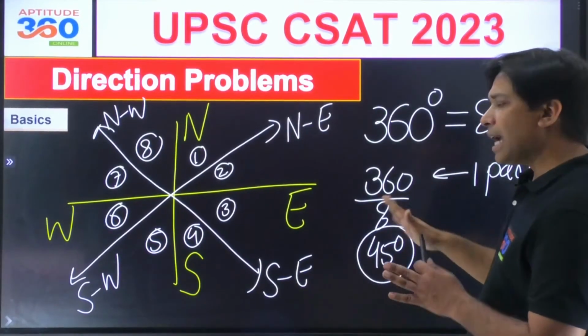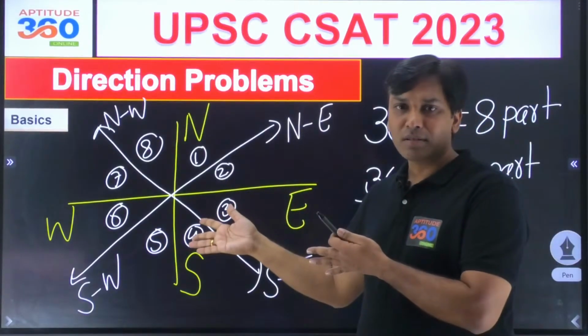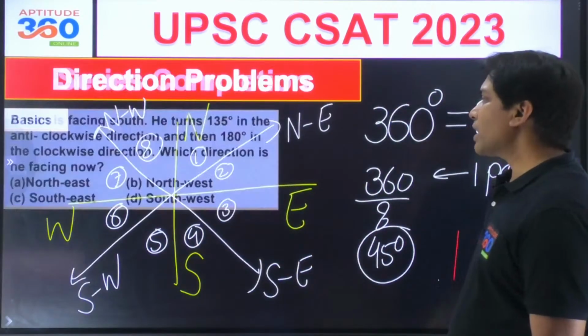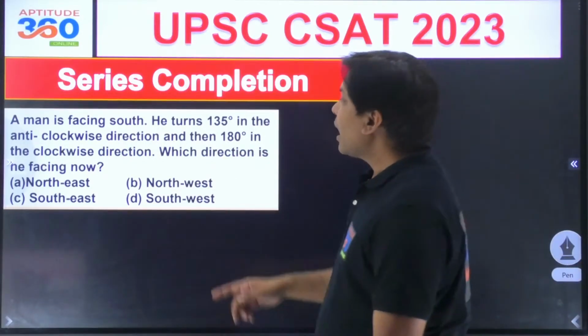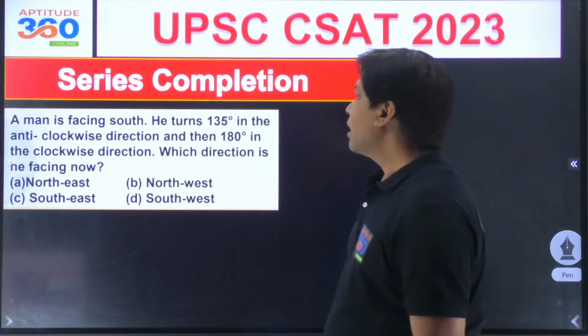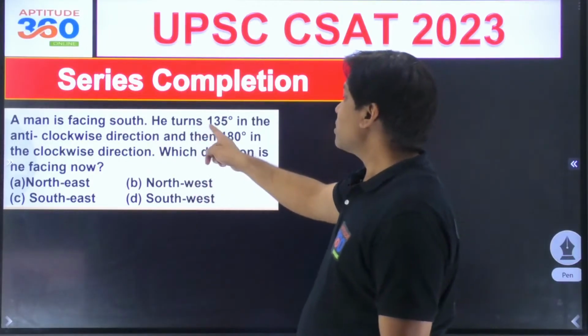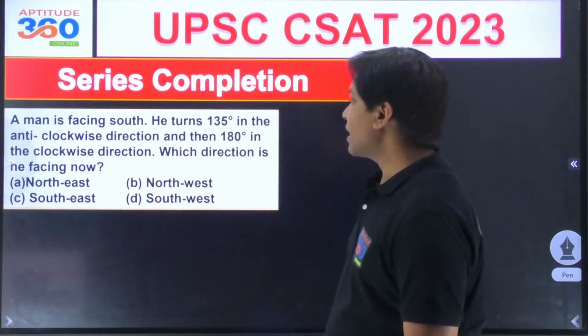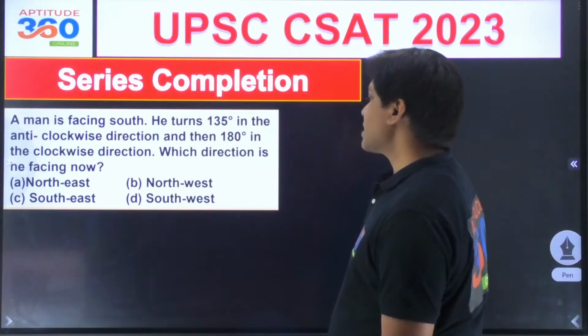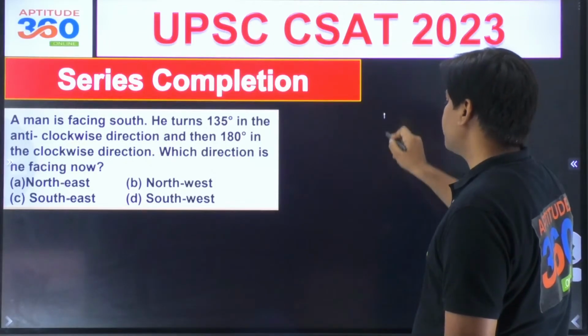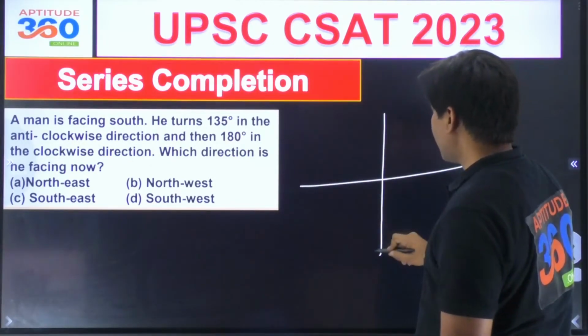एक तो ये आपको पता ही है, इसमें मेरा कुछ ज़्यादा contribution है नहीं. Let us see what kind of problems you get. Solve this problem out here. It says that a man is facing south, turns 135 degrees in anti-clockwise direction and then 180 degrees in the clockwise direction. Which direction is he facing now?